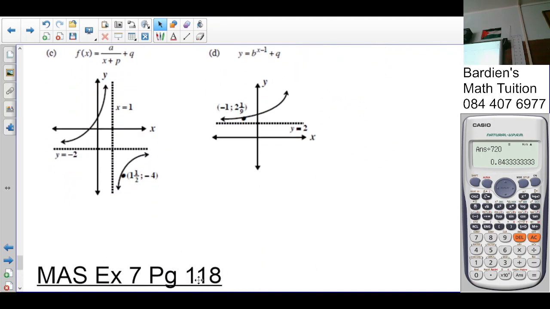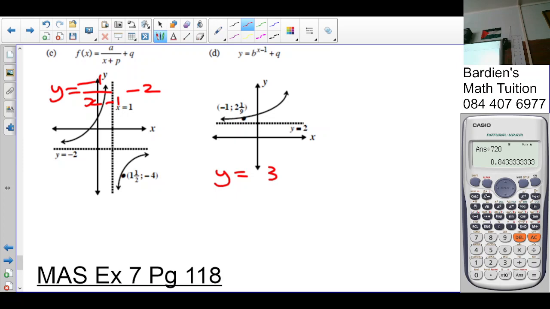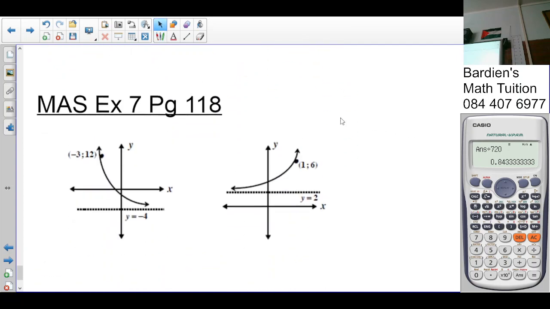Right, C. Any issues here? C and D? No? What's your answer to C? Y equals negative 1 over x minus 1 minus 2. The next one? Y equals 3 to the power of x minus 1 plus 2. You all agree with that? No problems here, no? Let's carry on with our lives.